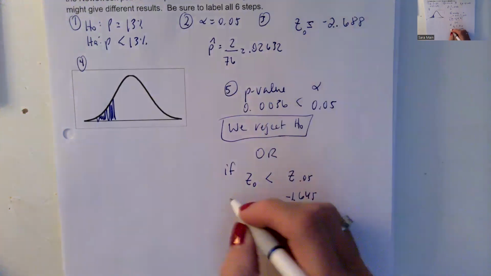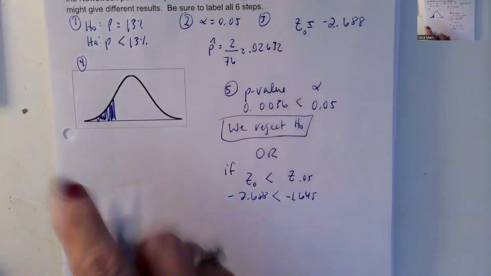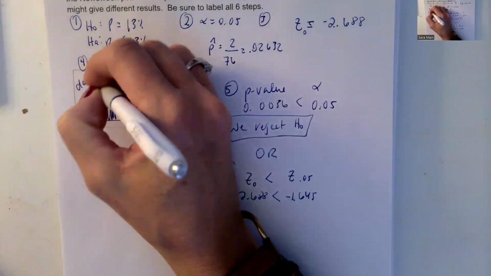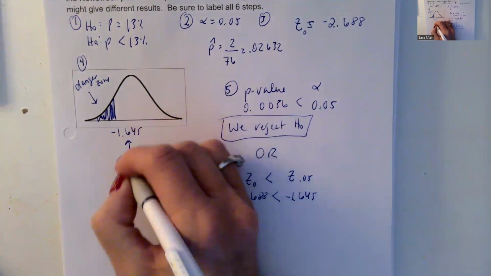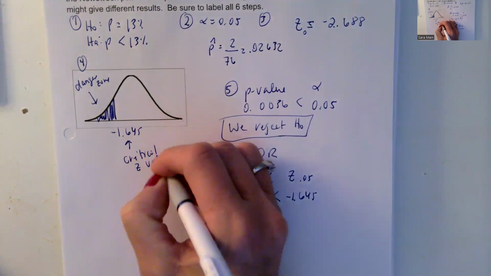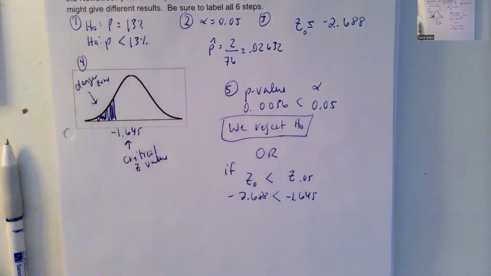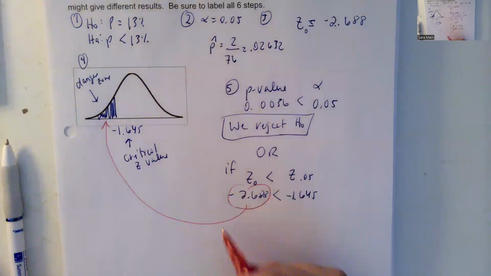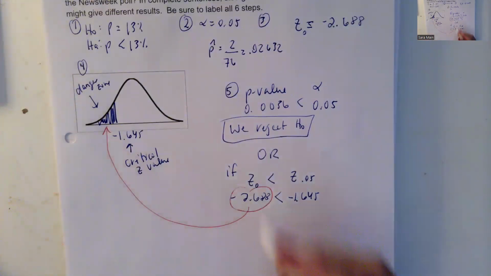Our test statistic is a negative 2.688. It is in the danger zone because this is the danger zone. Anything left of the critical Z value, and our value, we are definitely in the critical danger zone. So we do reject H0.